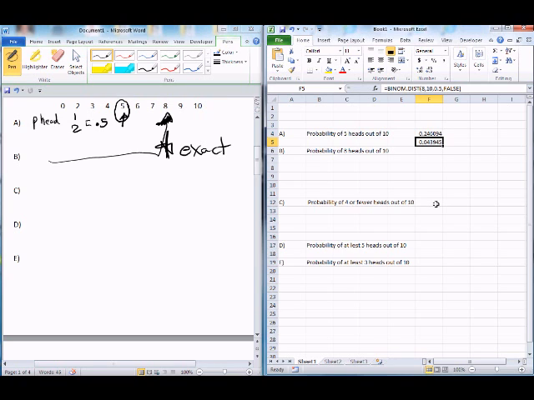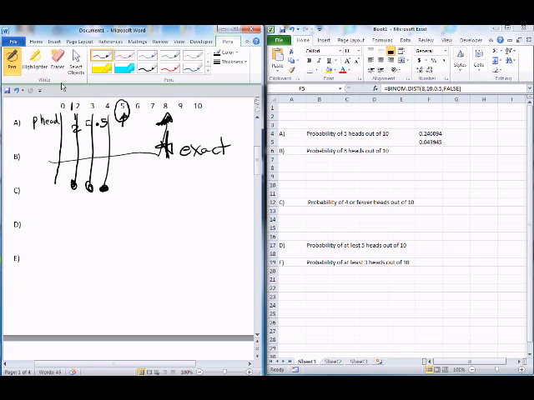All right? So now we're going to do something different in my C problem. It says, what's the probability of 4 or fewer heads? So here's C. I want to know the probability of 4 or fewer. 4 is here. Fewer is 3, 2, and did I miss one? There's a 1 in there too. I don't know where the 1 went. Okay, so there's a 1 also, and 0.